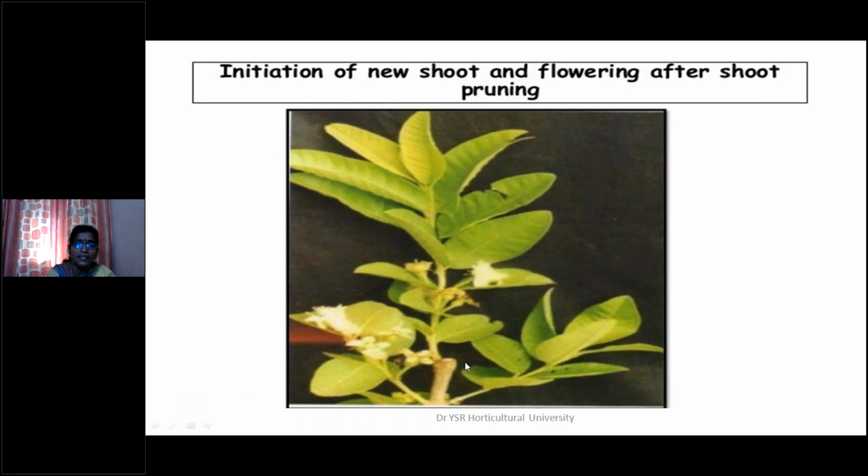In the figure you can see after pruning you are getting a new flush, a new shoot. You can see the flowering and fruiting at the base of the shoot, and the top portion of the shoot is in the vegetative stage. Once the fruit is set, we can remove the vegetative portion, pruning up to the fruit zone, retaining the fruit zone. By doing this, you can see the next chart.